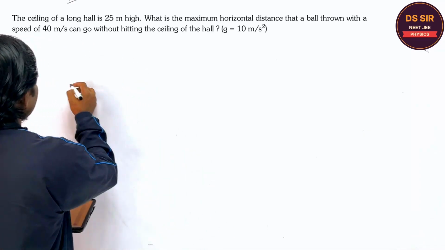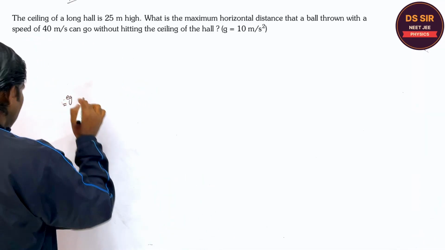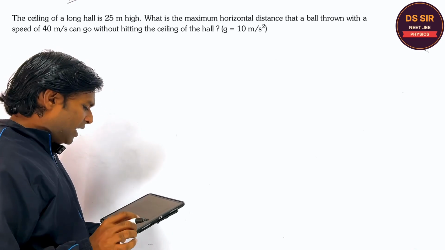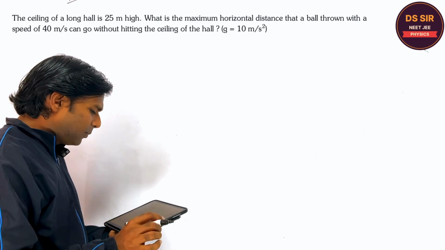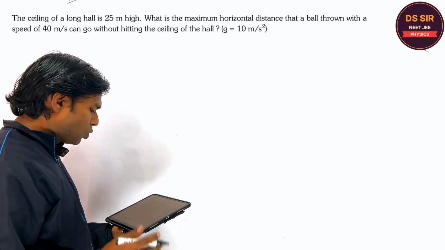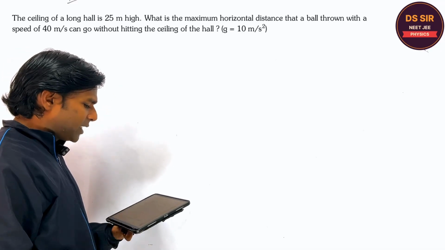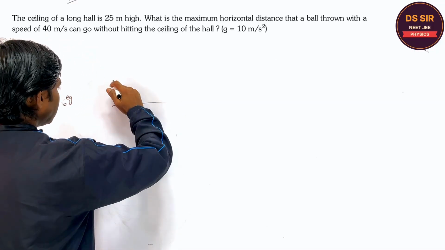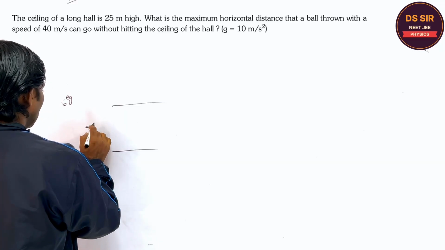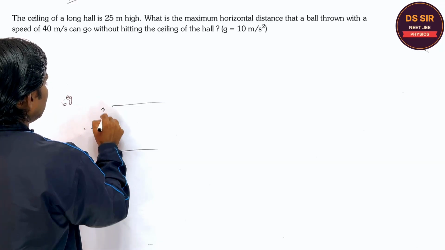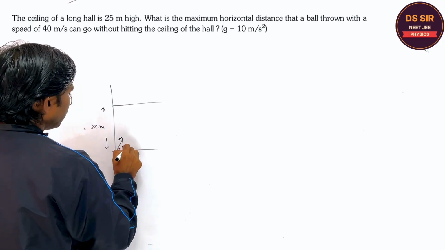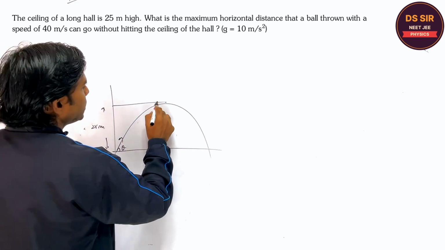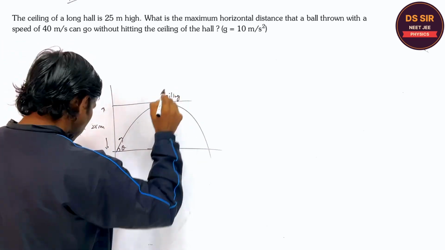So the next example, you can read the question. The ceiling of a long hall is 25 meter high. What is the maximum horizontal distance that a ball thrown with a speed of 40 meter per second can go without hitting the ceiling of the hall? Suppose this is the hall, this is the ground, this is the floor, and this is the ceiling, and the height is 25 meter. Fine. So you have to throw the ball like this, such that it just touches the ceiling. This is the ceiling. Are you getting or not?